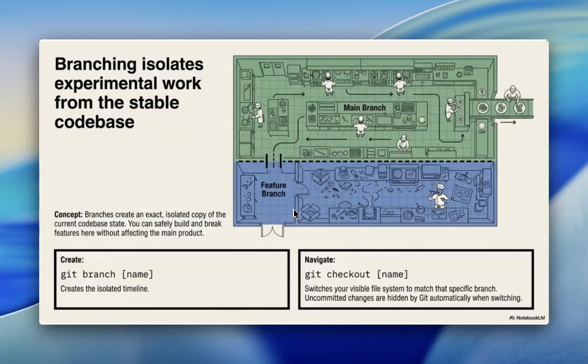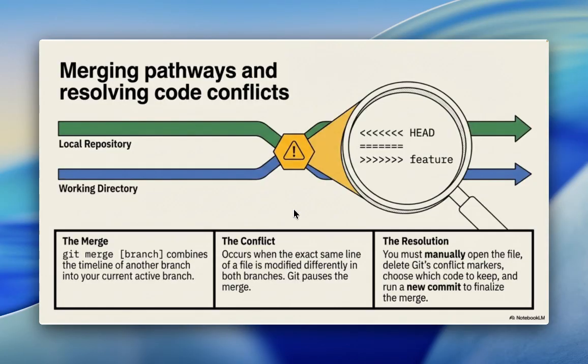Branching isolates experimental work from the stable code base. Main branch, feature 1. Concept: a branch creates an exact isolated copy of the current code base state. You can safely build and break features here without affecting the main product. Create: git branch name creates the isolated timeline. Navigate: git checkout switches your visible file system to match that specific branch. Uncommitted changes are hidden by Git automatically when switching.